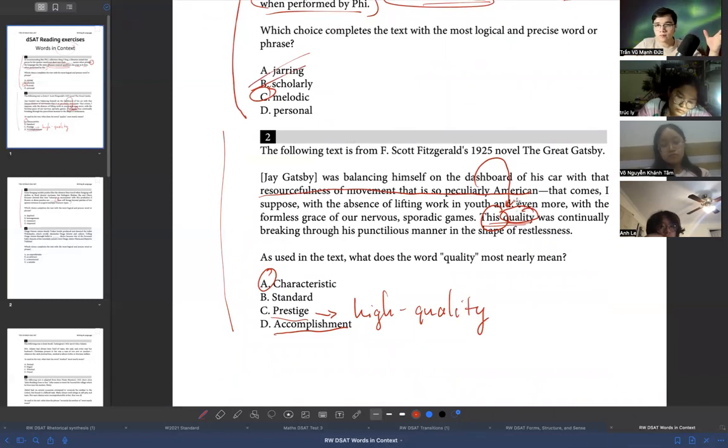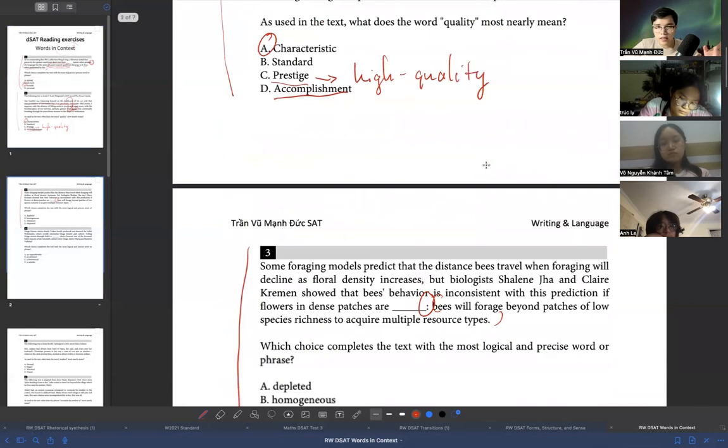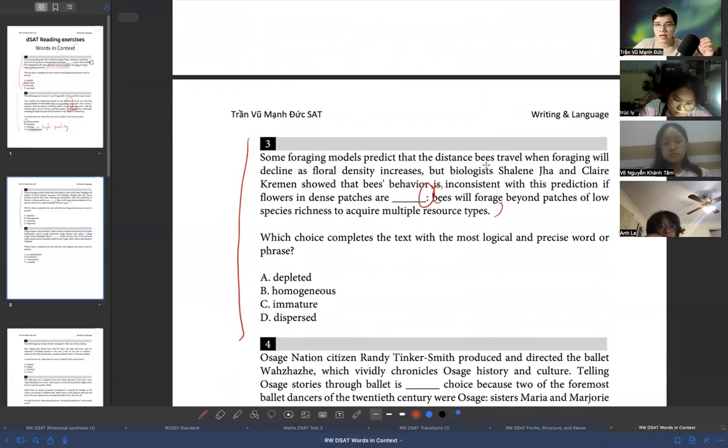Look before it. So this is the clue. And in this case, the colon appears again. And you see, bees will forage beyond patches of low species richness to acquire multiple resource types. So this will be the clue. But if you don't come up with it yet, you can obviously skip and reread the entire paragraph. In this case, I don't understand it yet, so I'm going to read the whole thing.